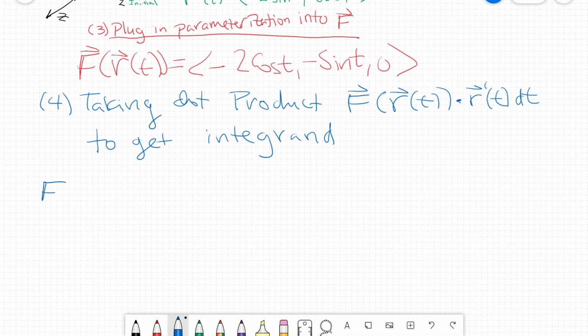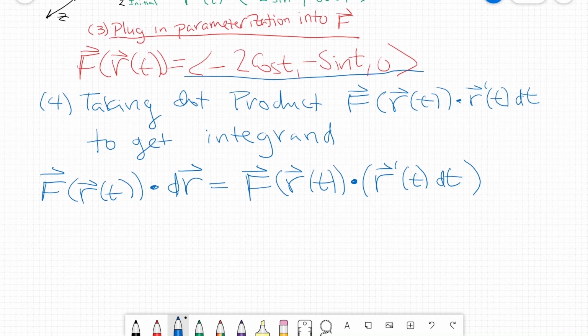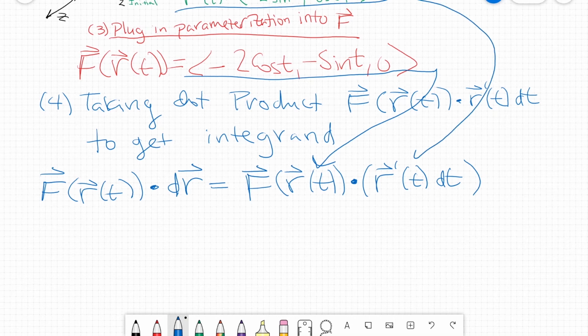The integrand is f of r of t dot the small displacements. That will equal f of r of t. And the small displacements, we've computed a formula for that. It's the velocity times the small change in time. Well, we just take our plugged in parameterization, put it in here, and we take the velocity and put it in here, and compute the dot product.